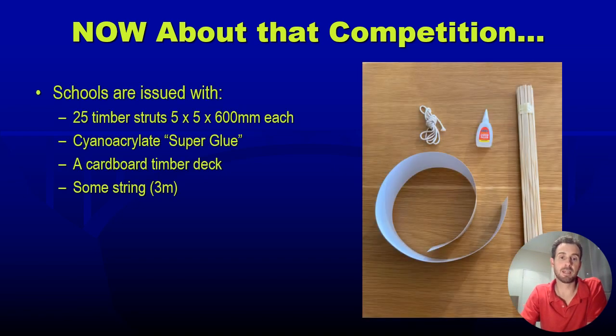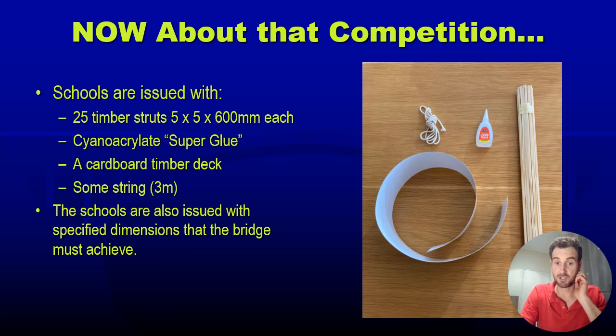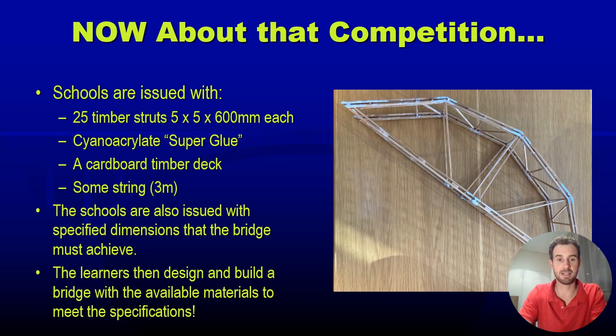What we do is we issue the schools with a kit. Each kit comprises 25 timber struts, a pot of super glue, a cardboard deck which will go across the bridge, and some string. The learners don't have to use all the material, but they aren't allowed to use more material than what's provided. So they're given a specification, the dimensions for the width of the bridge, the span they have to achieve, the height, the depth, and they need to build a bridge that can meet those requirements, which is quite tricky. It requires some planning and thinking.